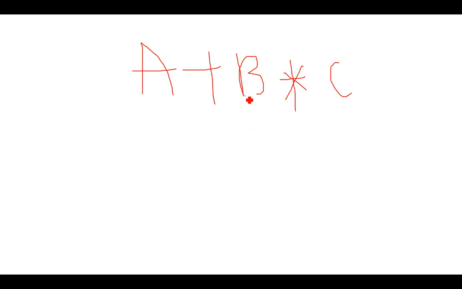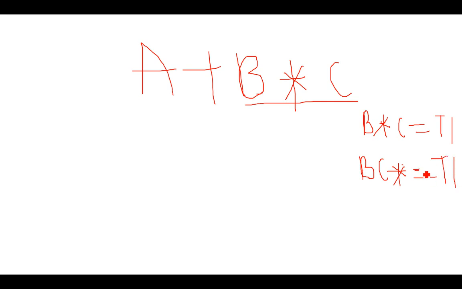How to do this is, first we have to consider the BODMAS rule. As you can see, multiplication has higher priority compared to the plus, that is the addition symbol. So first we will convert this to the postfix notation. We take B into C and consider this as T1. When I write this in the postfix notation, I'll say BC into. This is our T1, whatever we have considered.